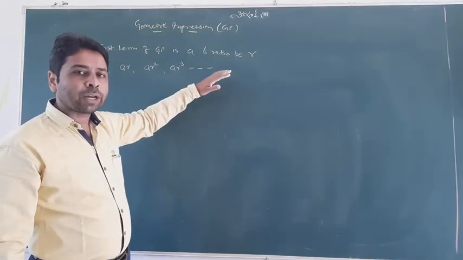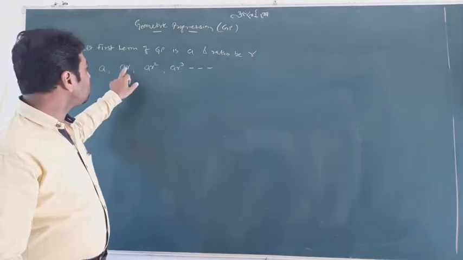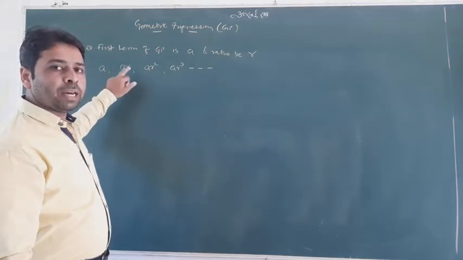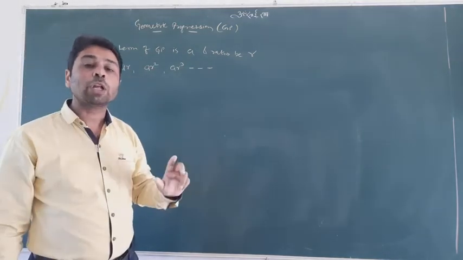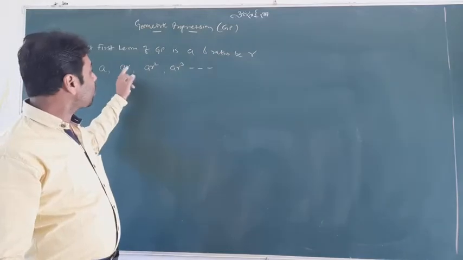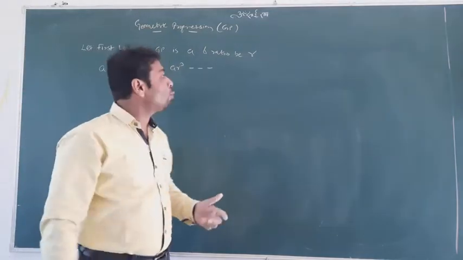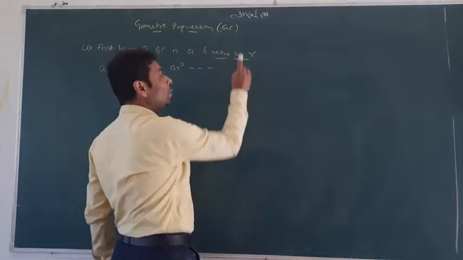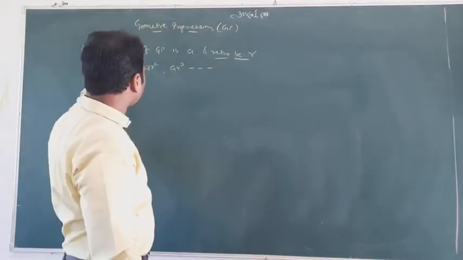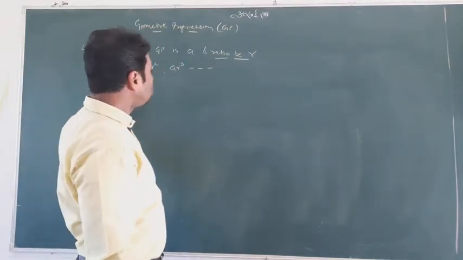If you want to check, guys, you might divide the second term by the first term. ar upon a will be small r. When ar squared by ar, again it will be small r. And what is small r? You have a common ratio. So this is only the symbolic form of GP.